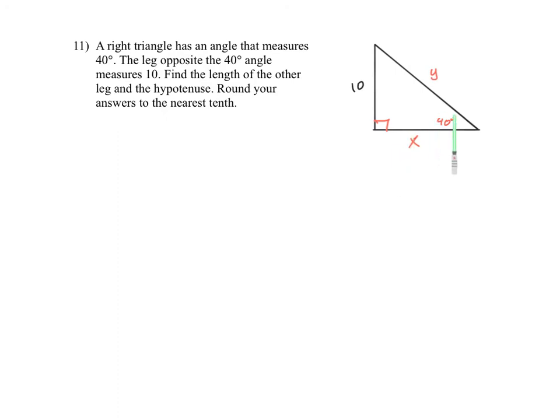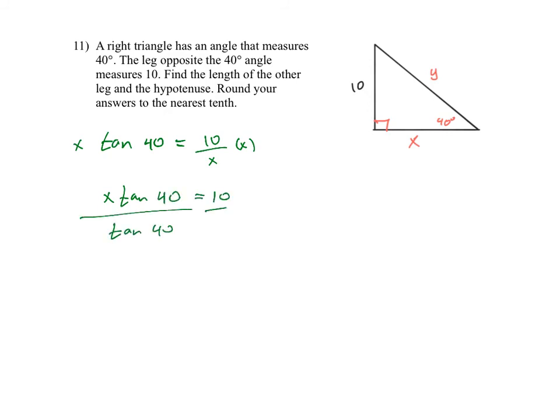So that means that I have 40. So I have the opposite and the adjacent. So I have that tangent of 40 equals opposite over adjacent, right? So I multiply times x on both sides. So x tangent of 40 equals 10, and then I'm going to divide by tangent of 40. So x equals 10 divided by the tangent of 40. So this equals 11.9, right?